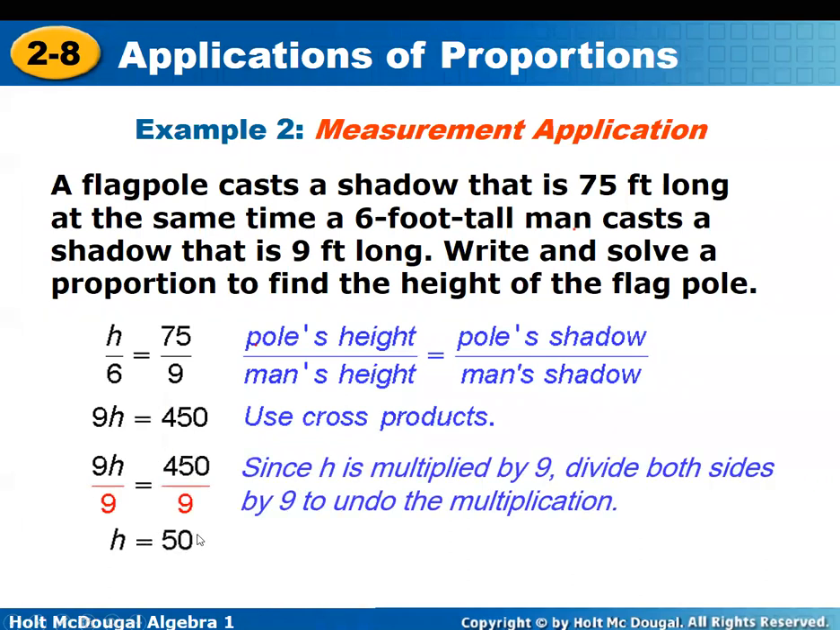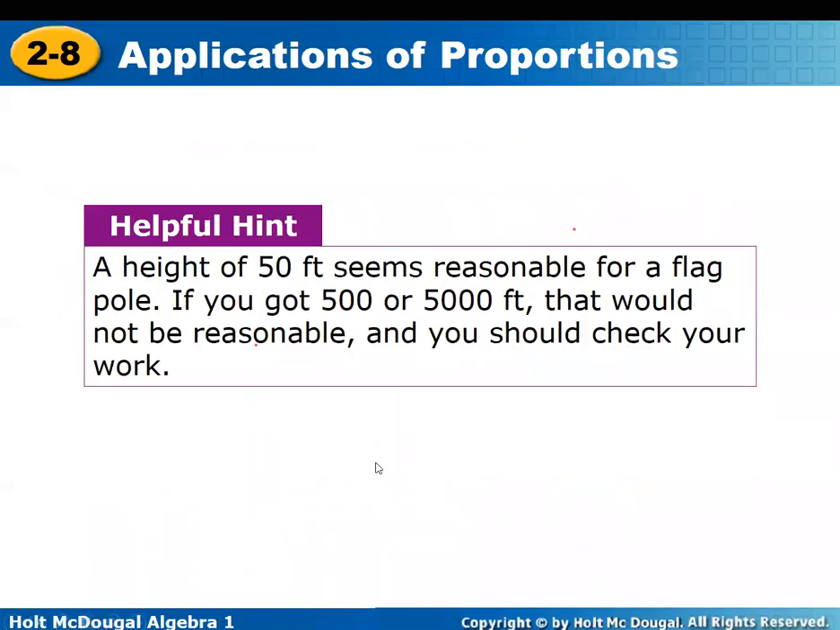Is it clear? You can see the screen, grade 9? Yes, miss. Okay. A height of 50 feet seems reasonable for a flagpole. If you got 500 or 5,000, that would not be reasonable. If I say that the flag is 50 feet, okay. But if the answer becomes 500 or 5,000, this is not reasonable.